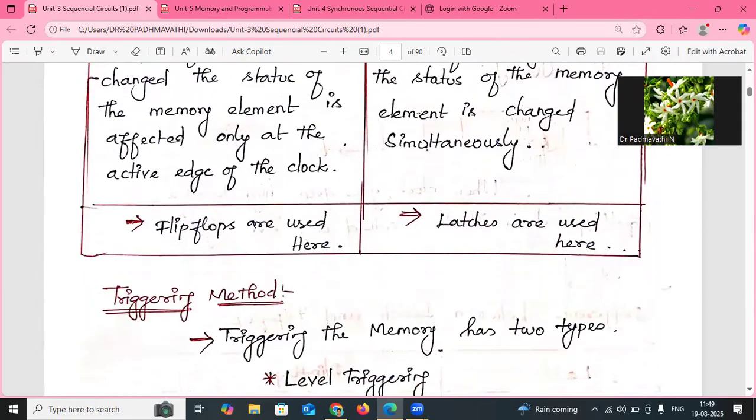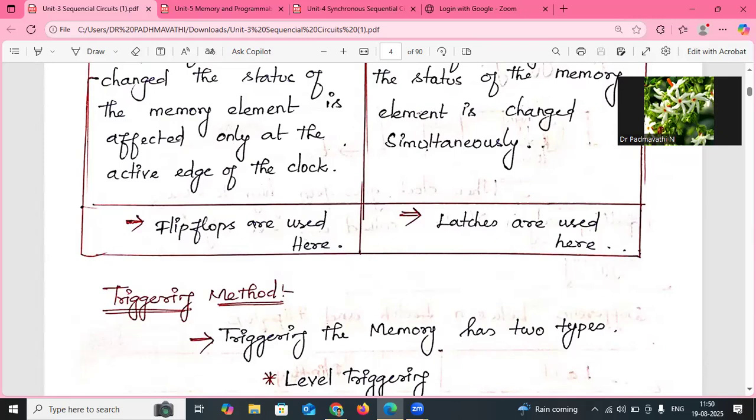Next, the examples of asynchronous circuits are latches. Latches means we are not supposed to give the triggering pulses to each and every flip-flop. Whereas in the synchronous sequential circuit, we are using the flip-flops.